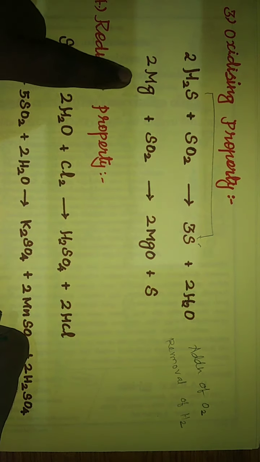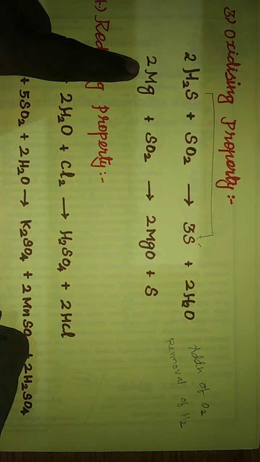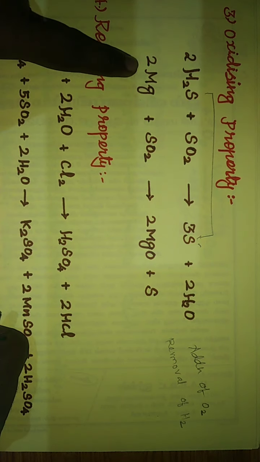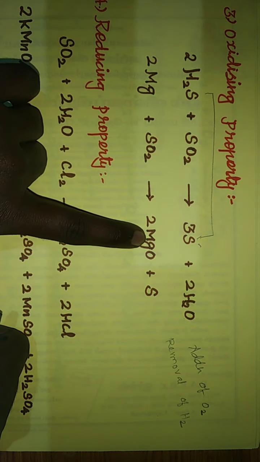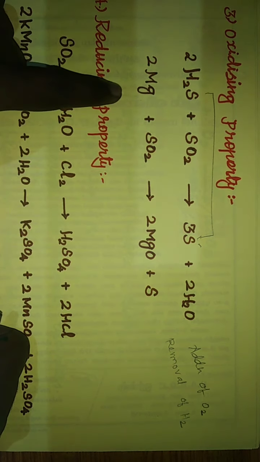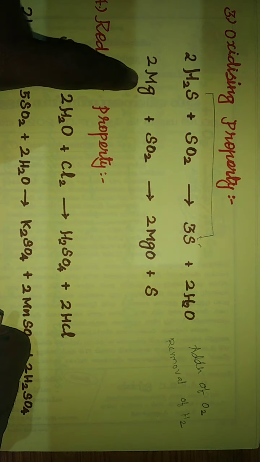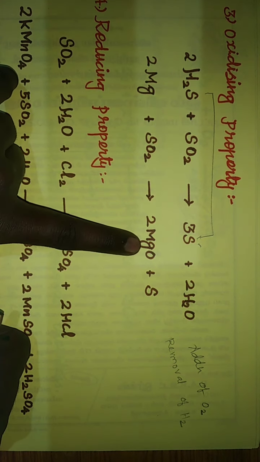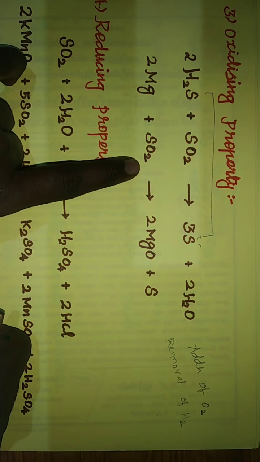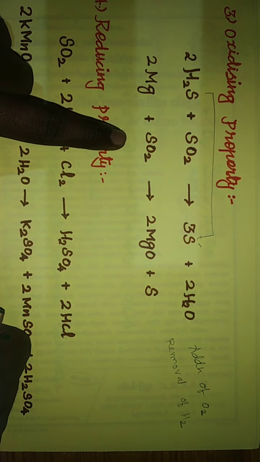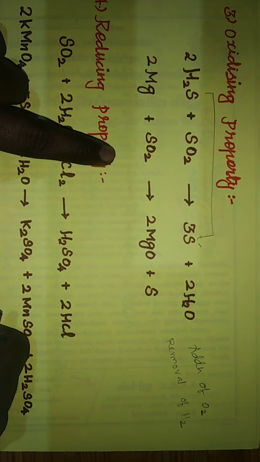Okay, then second one, addition of oxygen. Magnesium. When magnesium is allowed to react with sulfur dioxide gas, the magnesium will be oxidized to magnesium oxide. So here addition of oxygen takes place. Oxygen is added to this magnesium, and this magnesium is converted into magnesium oxide, and sulfur dioxide will be reduced to sulfur. So this is the oxidizing property of sulfur dioxide.